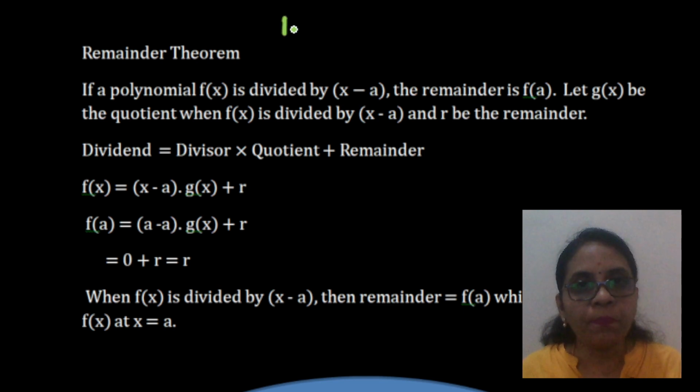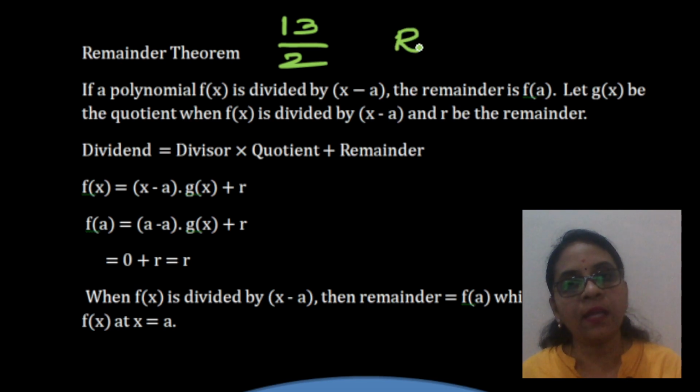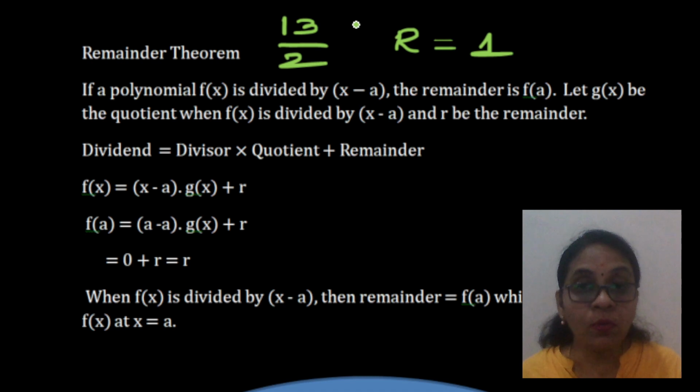Now suppose 13 is there. I am dividing by 2. Now if I ask you what is the remainder when I divide 13 by 2? Most of you will say the answer is 1. Yes, because you know it's a very small number. Now if I keep on increasing the number, what to get the remainder? You have to do your actual division.